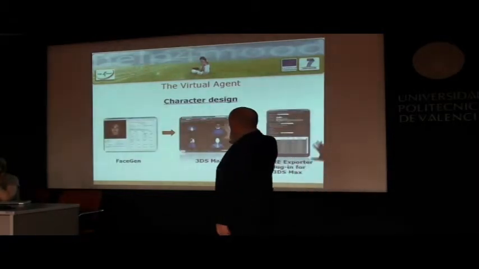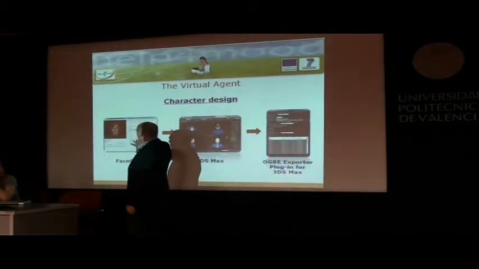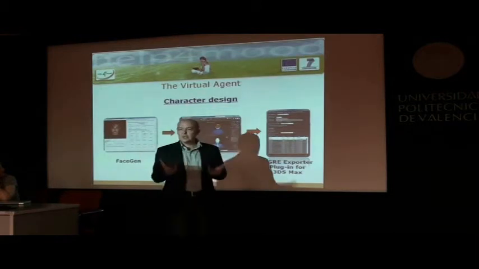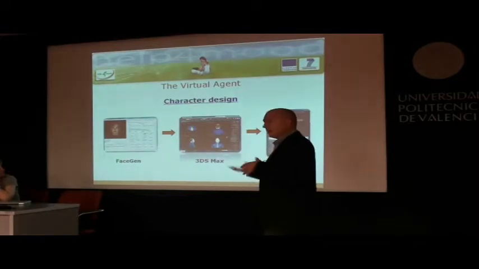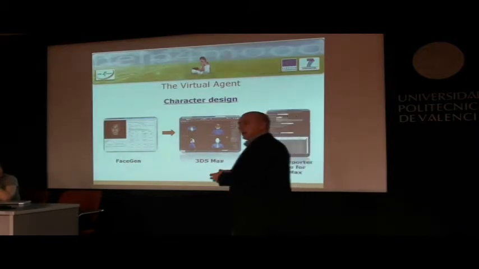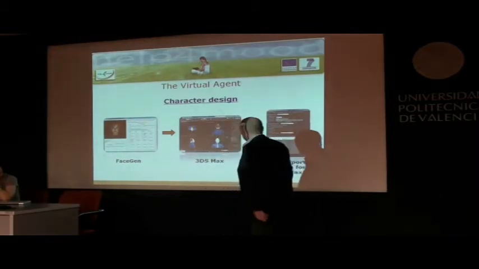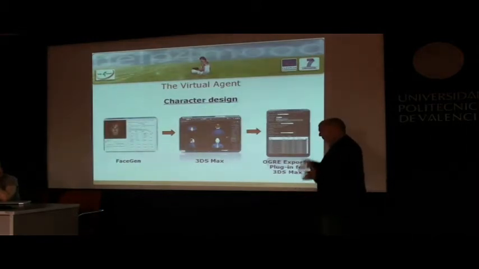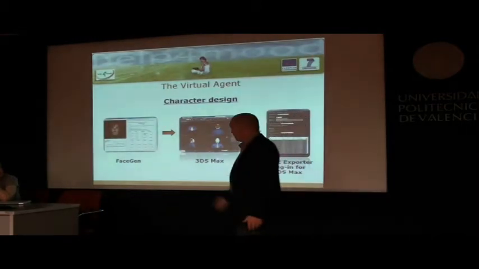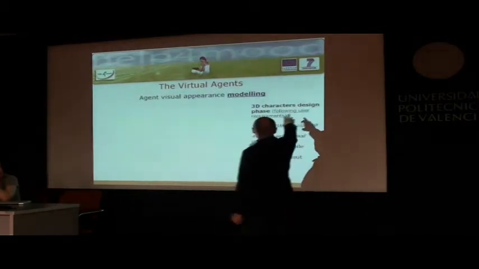Next. Character design. This is the software we used: FaceGen. It is really powerful, because you can create 3D heads by age and gender. You can have European, Asian, and you can mix them together, so you can have exactly what you want. Then we used 3D Max to create all kinds of other 3D elements, and then the Ogre exporter, because now I'm going to talk about what we use for rendering.